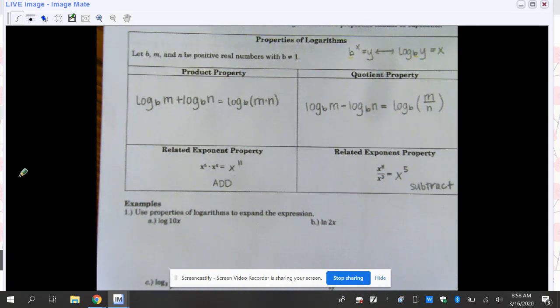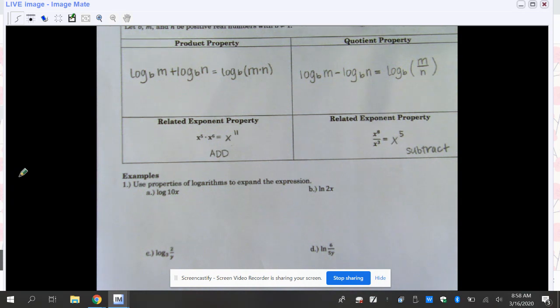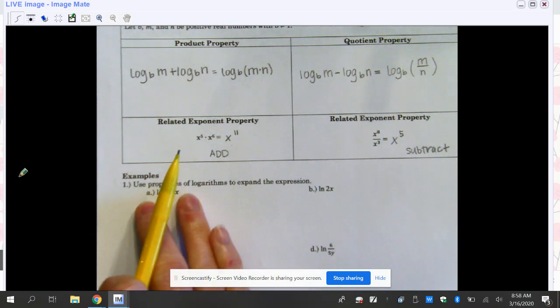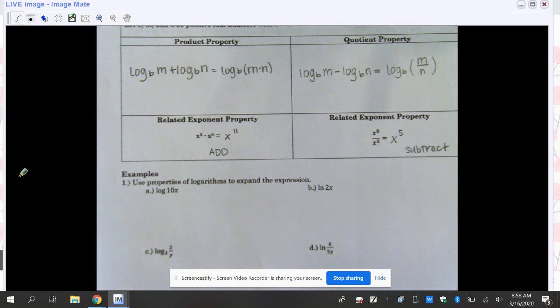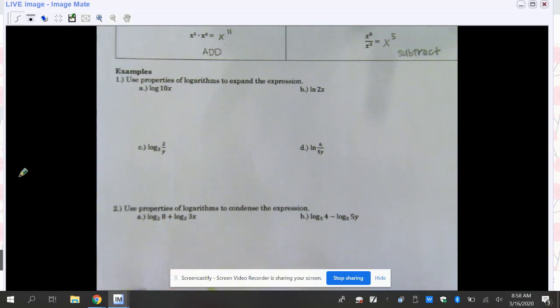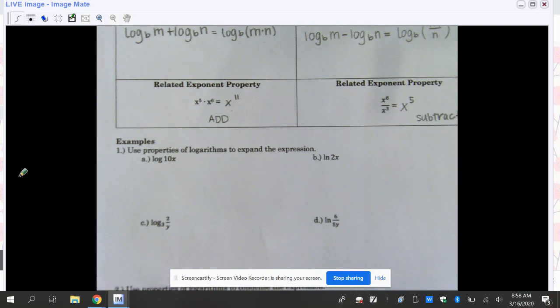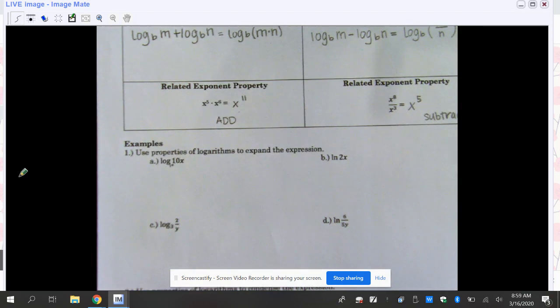Let's see how that comes into play as we are working on expanding them, going from one log, expanding it out into two or three, depending on what we're looking at, or condensing the expression, which is what we're going to use more when we are solving. What you want to ask yourself when you're looking at this: I say log, and if that base isn't written in, remember that means it's base 10. So log base 10 of 10x. Let me see if I can focus this more.